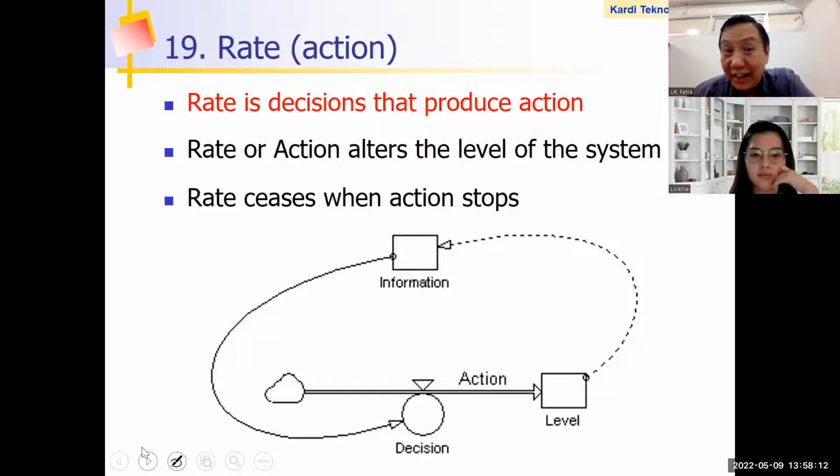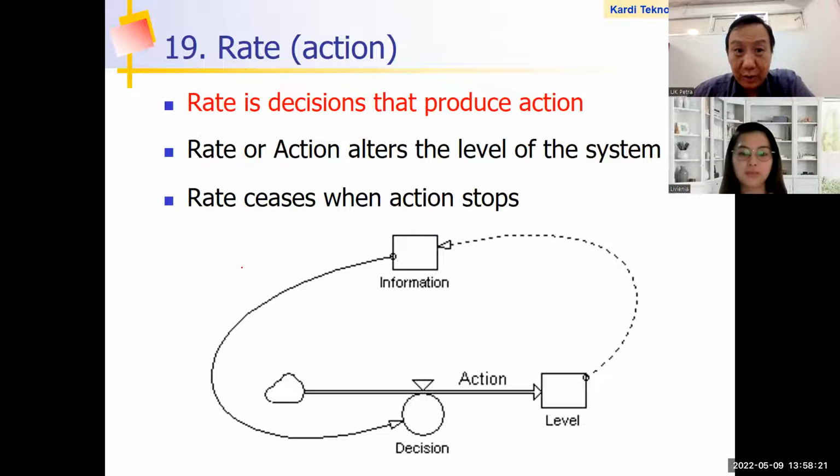Next is about rate, right? Rate is action, decision. So rate is a decision that produces action. Action, or rate, will alter the level. So this is the characteristic of rate: rate ceases to exist when the action stops. Unlike a level, which still exists even when you have no action, right? The rate will stop existing when the action stops. Clear, yeah? You can distinguish between rate and level.